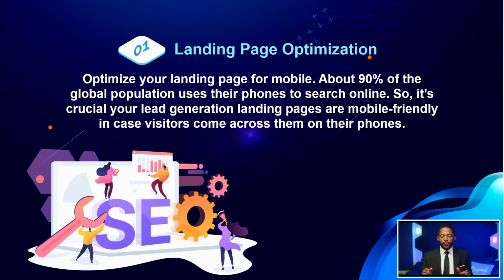About 90% of the global population uses their phones to search online. This is crucial because when people come on your website on their phones, you send a link to someone and they share your site and they're not able to see what you want them to see. Guess what? They're going to end up leaving.